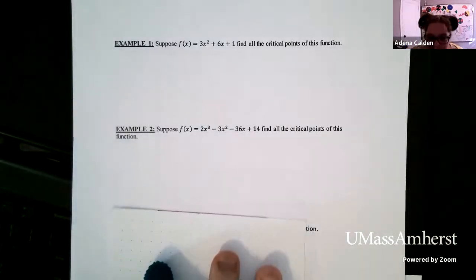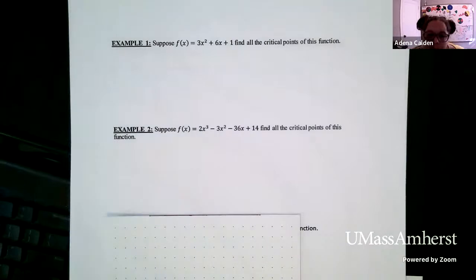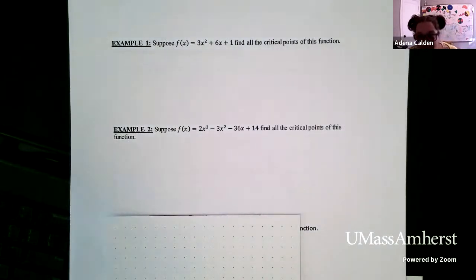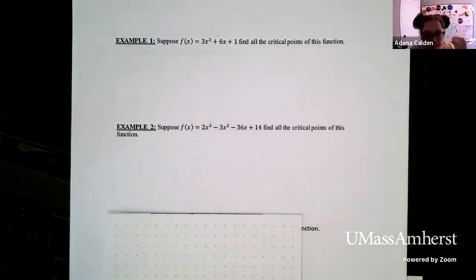These are going to be very similar. So let's do example 1 and example 2. The first one is 3x squared plus 6x plus 1. We're going to find the first derivative using the power rule, set that equal to 0 and solve for x. And for example 2, we're going to do the same thing. We're going to find the first derivative of the function, set it equal to 0 and solve for x.